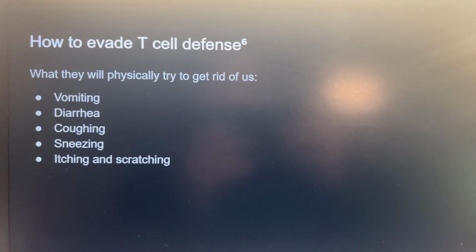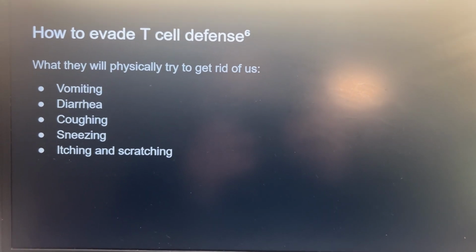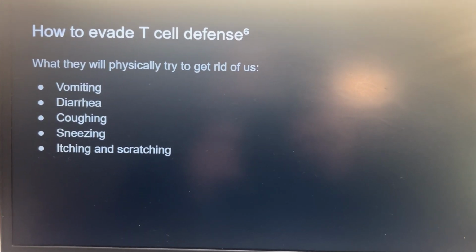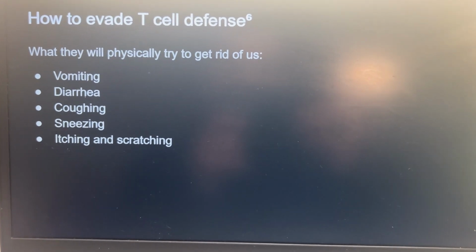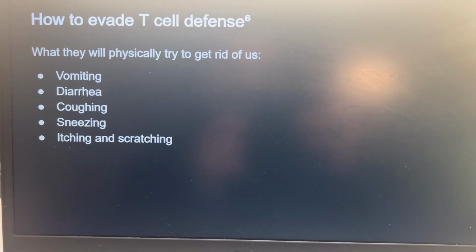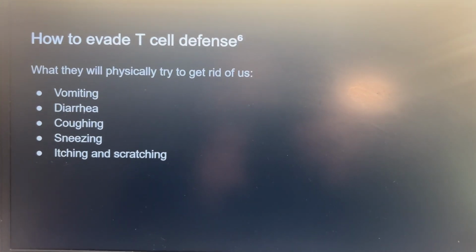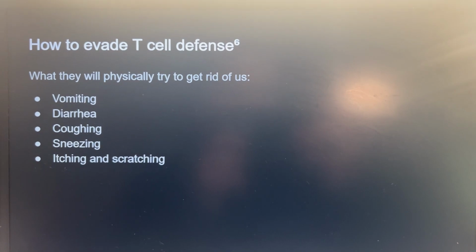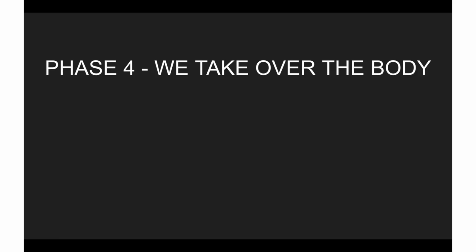Now let's talk about how we evade the T cell defense system, and we do this by making humans vomit, having diarrhea, coughing, sneezing, and itching and scratching. But luckily for us, we are more superior than them, and they can never get rid of us. By manipulating the innate immune system and avoiding the adaptive immune system, including B cells and T cells, we will be able to colonize within the human body and spread our eggs further and infect more hosts.